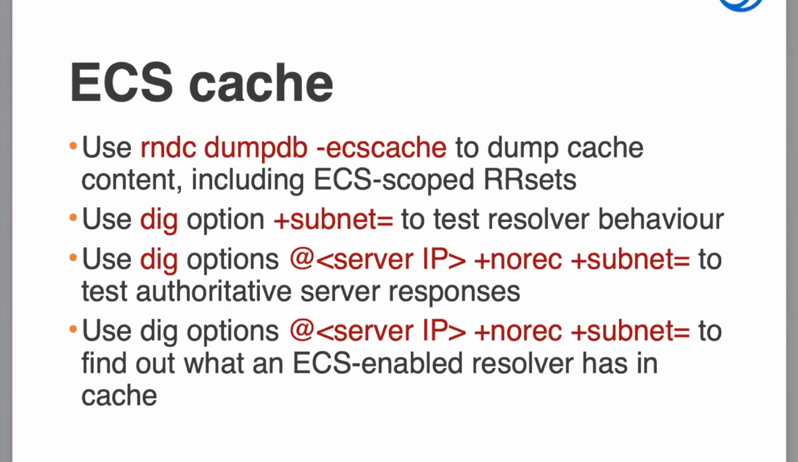Funnily enough, and this is useful outside of ECS, you can send the same sort of query to a resolver if you want to find out what it's got in cache without it doing any more queries on your behalf. And for that, you disable recursion. So you do +norec, and then you can find out what's in cache without the server going off to do other things on your behalf.